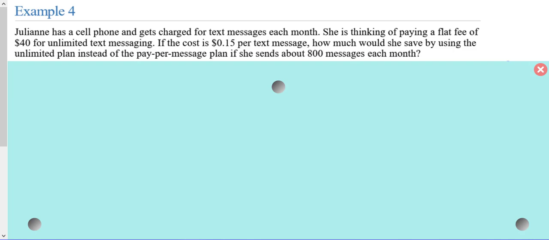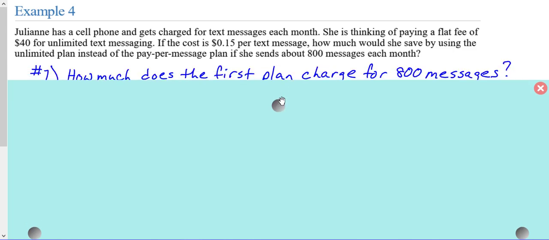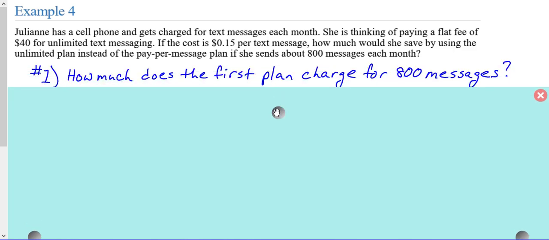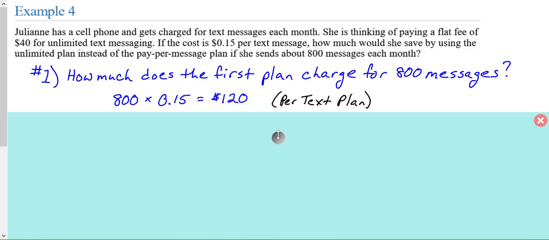So the first thing that we want to do is figure out how much it costs to do the pay per message plan for 800 messages. And this is her current plan. So we would take our 800 messages times 15 cents, and it would give us an amount of $120 she's paying for her text messages.